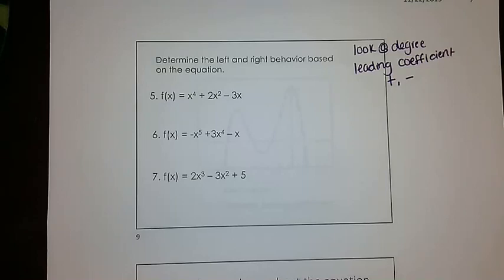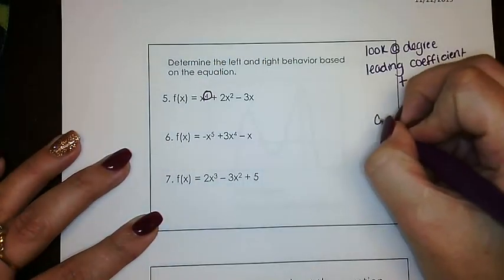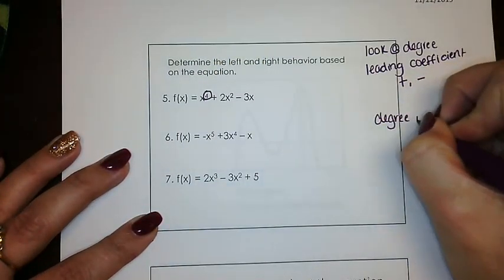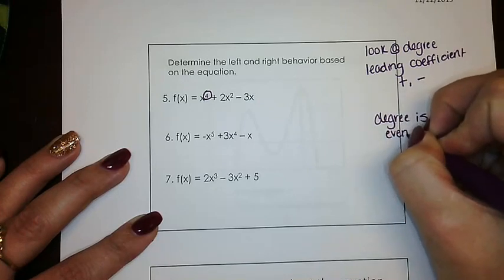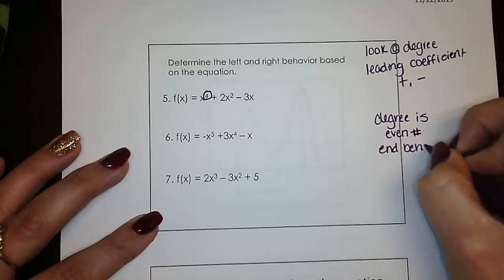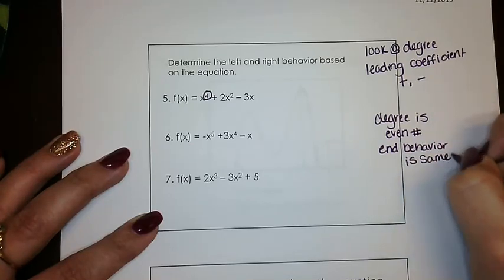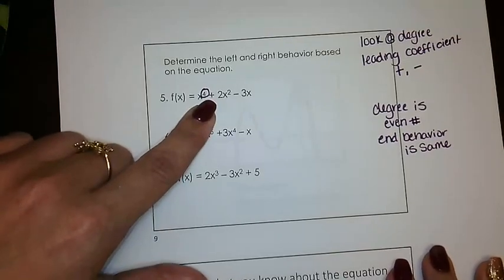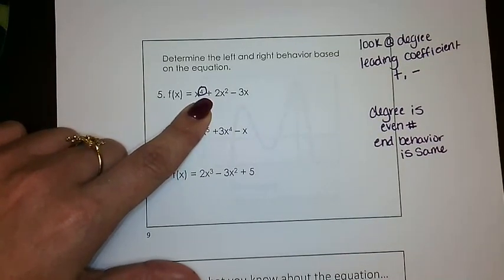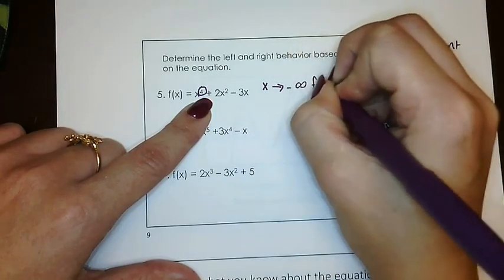So what we're going to do is first look at this first example. The degree is 4. If the degree is even, end behavior is the same. So they're both going to go in the same direction. It just depends on whether it's positive or negative. So we set up the first part the same way.